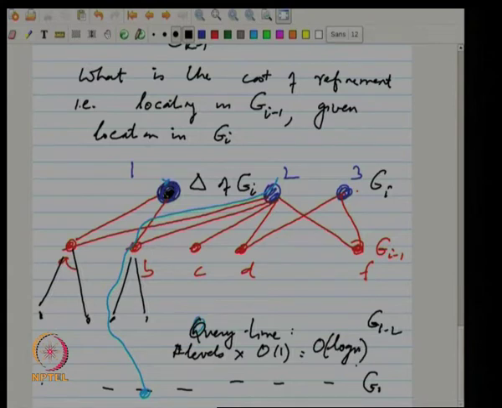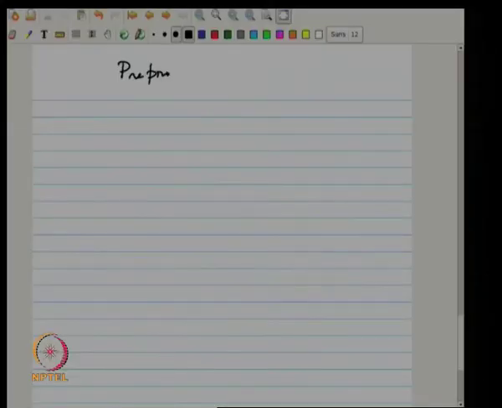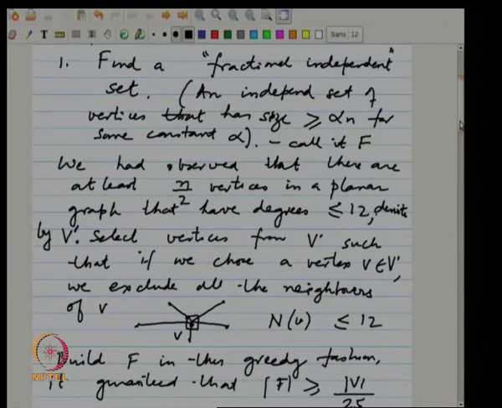Next, let us look at what is the pre-processing time and space. So, what are we doing? What is the algorithm? If you do not count the cost for the initial triangulation, which we will take up when we actually look at the problem of triangulation, suppose initially the graph was triangulated. After that, what is the kind of work that we are doing? You are essentially identifying a fractional independent set. How are you doing it?